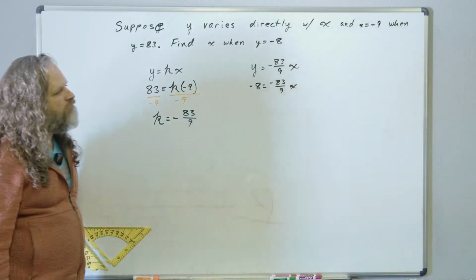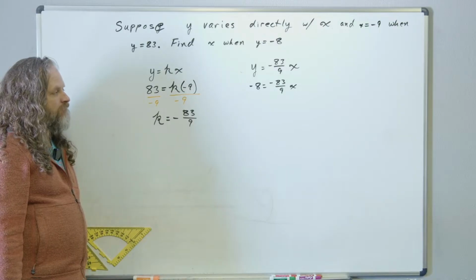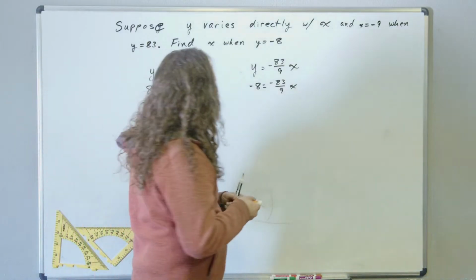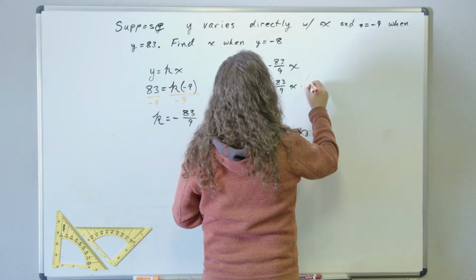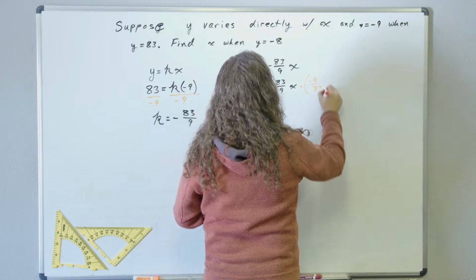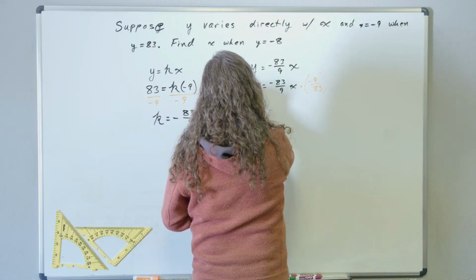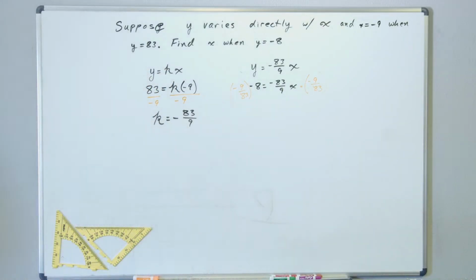Now what? So divide that by the negative 83 over 9. Divide by negative 83 over 9. How do we divide fractions? Multiply the inverse. What is negative 9 over 83 times negative 8? Negative 80, no, negative 86, no, negative 72, no, positive 72.